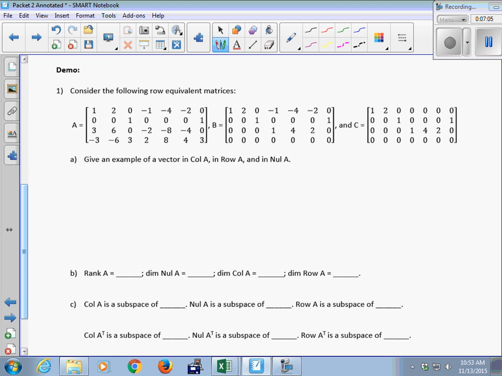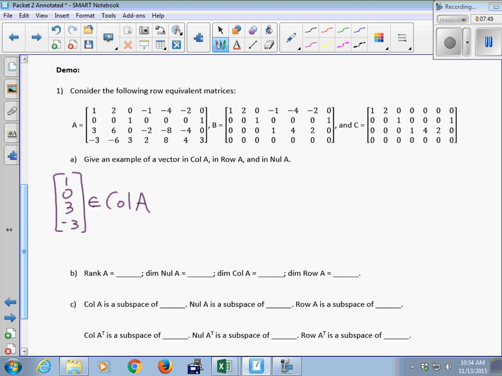1, 0, 3, negative 3, right? The column space of a matrix is the set of all linear combinations of the columns. So you picked one column from the matrix A, because you could put a weight of 1 on that first column, 0 on every other column. So 1, 0, 3, negative 3. It doesn't even have to be a basis vector, because I'm not asking for a vector in the basis for Col A, just any vector in Col A. So this is an element of Col A.